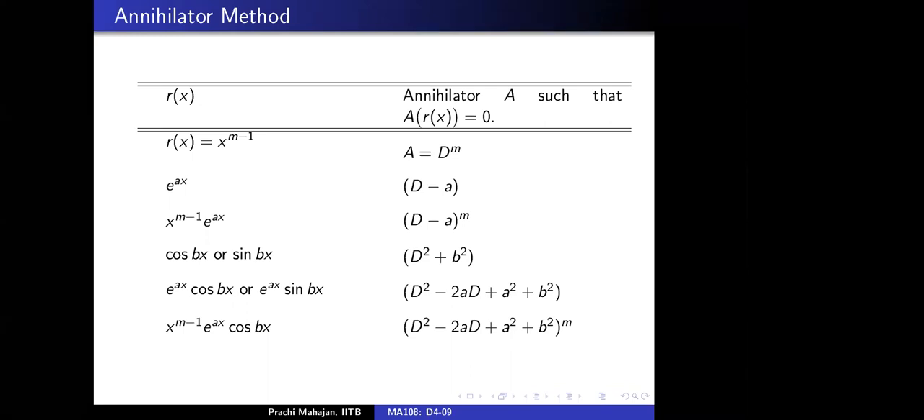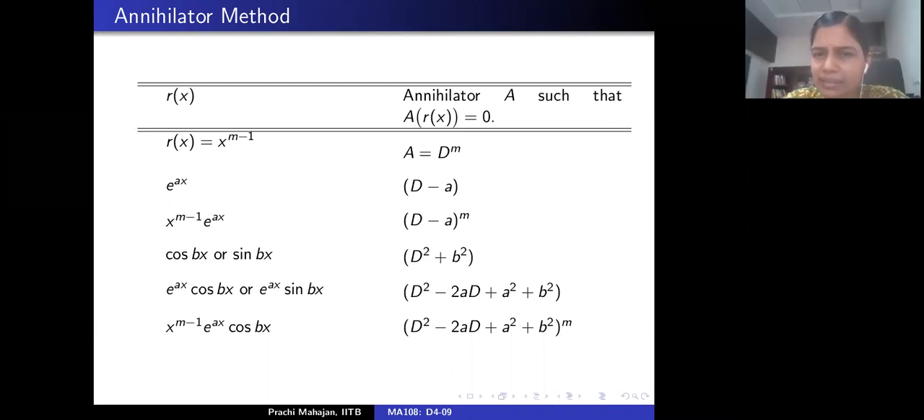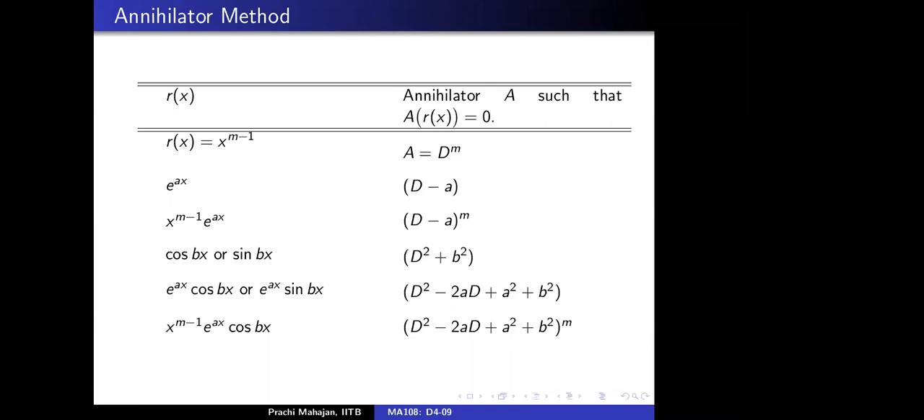Ma'am, the third case, just for general curiosity, how did we prove that for D minus a to the power n, one solution we know is e^(ax)? How do we come to know the others, because we only know up to x e^(ax)?